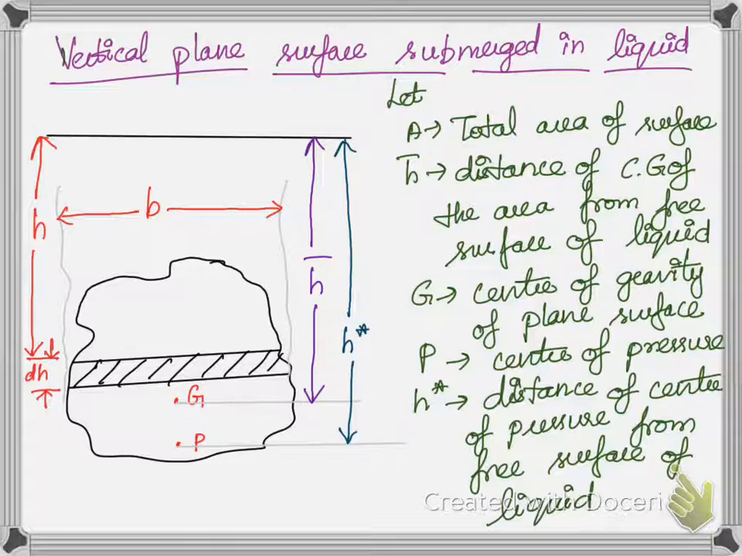This arbitrary shape is immersed in a liquid, and this is going to be the free surface of the liquid. So you are going to consider a plane vertical surface of arbitrary shape which is immersed in a liquid. Let A be the total area of the surface. The complete area is going to be A. And H bar, you can see this point G is the center of gravity and point P is the center of pressure. We are assuming that point G is the center of gravity. Center of gravity is the point from which the weight of the body or a system is considered to act.